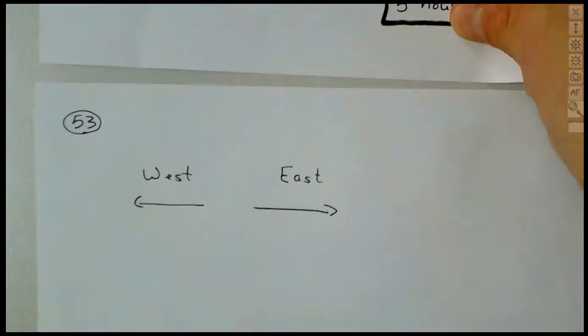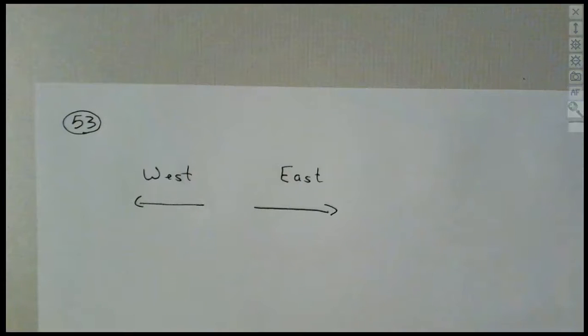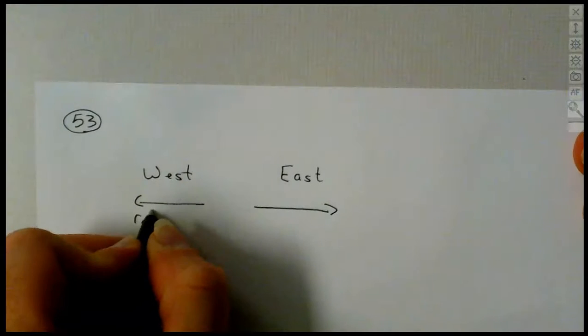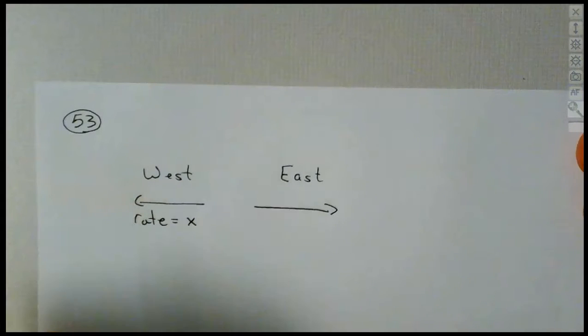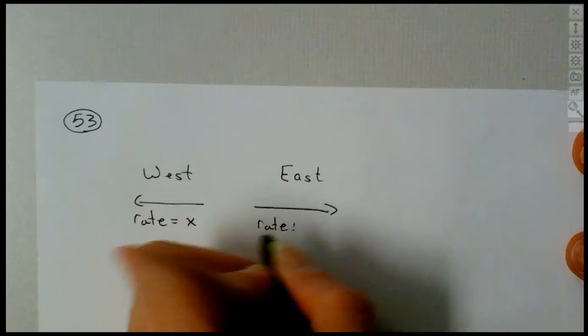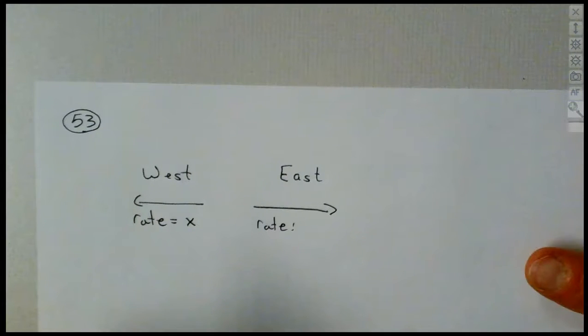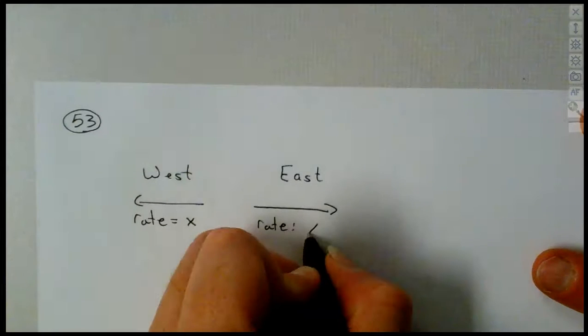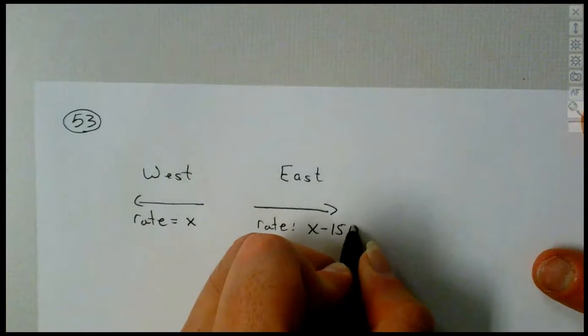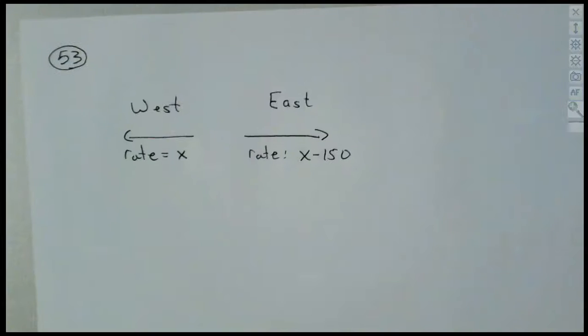Okay, so it is a little bit different. Not much though. It's pretty close to what we've done before. The difference is going to be in the rates. So it says the eastbound airplane travels 150 miles per hour slower. So we don't know the rate of speed of the west airplane. So we're going to call that x because that's unknown. On the eastern airplane, it says it's slower by 150. So that's going to be x minus 150, right? Because it's slower by 150.